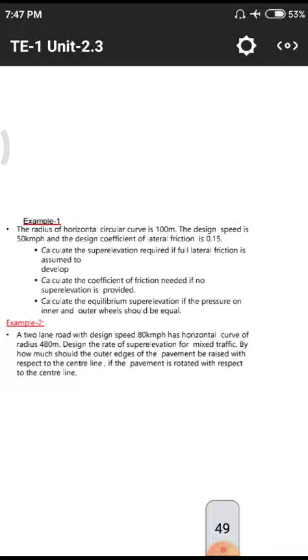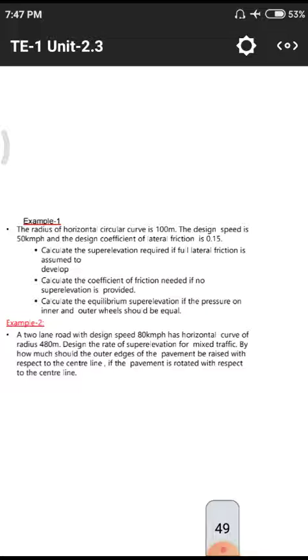We have the formula E plus F equal to V square by R, that is V square by 127 R in terms of meter per second and V square by 225 R with respect to kmph. Those two formulas we need to remember. Calculate the super elevation required if lateral friction is assumed to develop. That means if the friction is developing, we need to consider the F value also. If the friction value is neglected, we won't have to consider the F value. Simply we take F equal to 0 in the first condition.